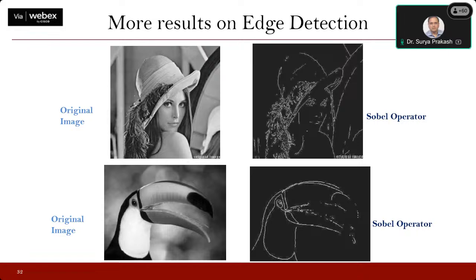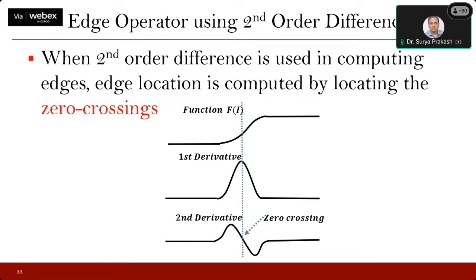So here there are some outputs where the standard operators have been used and then the edges are being shown. For example, you see this is the original image, and on this when Sobel operator is used, this is the output we get. And when Sobel operator is used on this image, this is what we get, right? So up till this point, whatever we have seen, there we were using the first derivative, right?